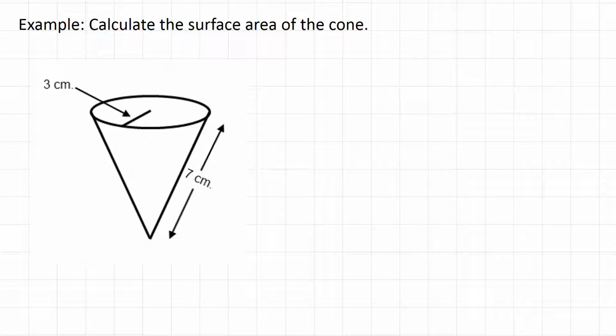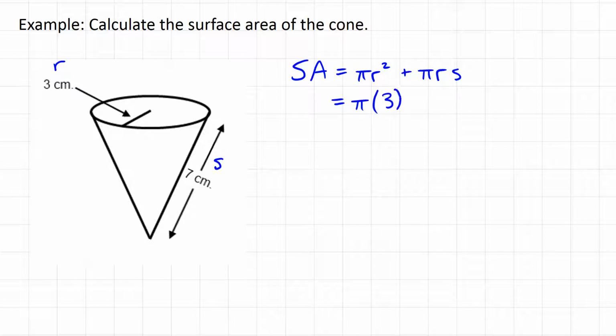Let's go ahead and calculate the surface area of this cone that we're given. So we were given a couple measurements. 3 centimeters is given as the radius of the base, and 7 centimeters is that slant height S along the side of the cone. So we'll write out the formula. SA is equal to pi r squared plus pi rs. And we'll fill in each of those. So pi times 3 for the radius squared, plus pi times 3 times 7.